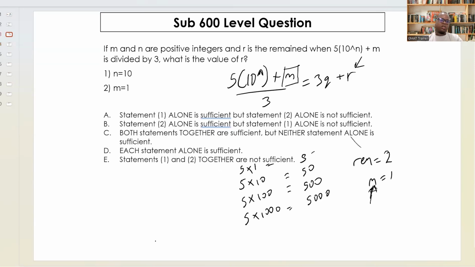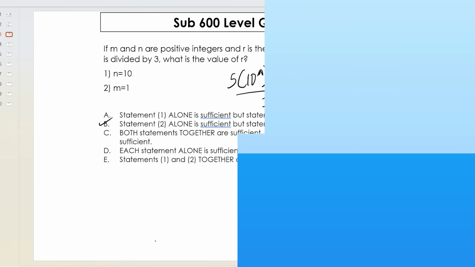So if you go back to the answer choices, we see that the second statement alone is sufficient, but statement one alone is not sufficient, which is the answer in this case. So that is how we go about it. Getting to know what constitutes sufficiency is quite important, and it really saves you time when you get the statements.